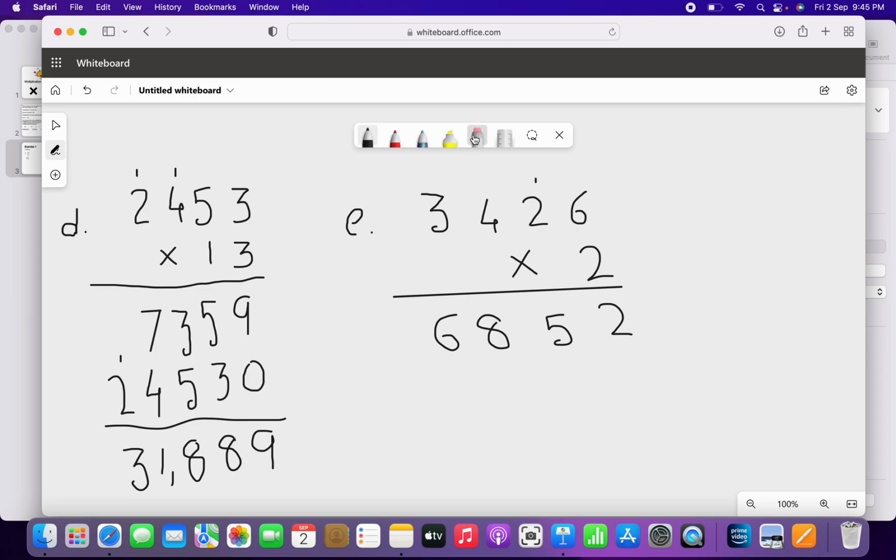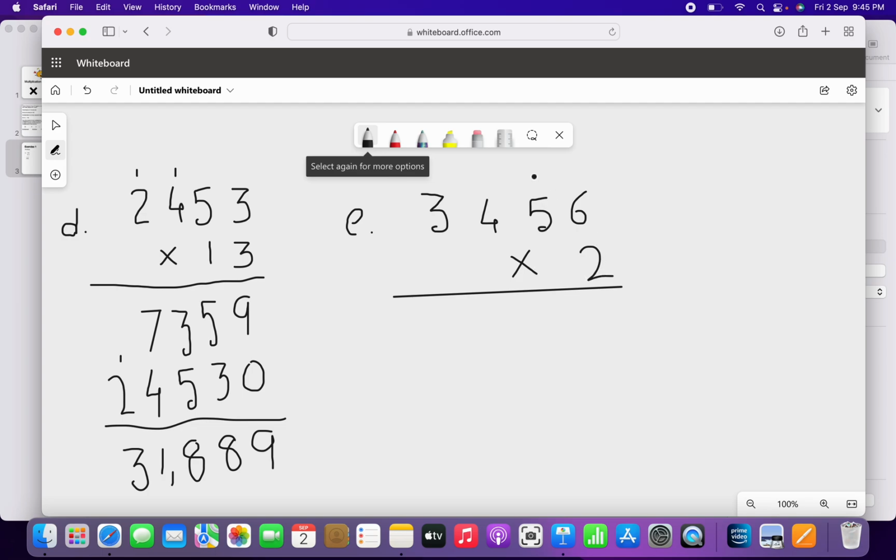Oh, sorry, I copied the problem wrong. It is 3456. My apologies. Let me correct it. Yeah, I was wondering where did I go wrong. So, boys, again, the question is 3456 multiplied by 2.